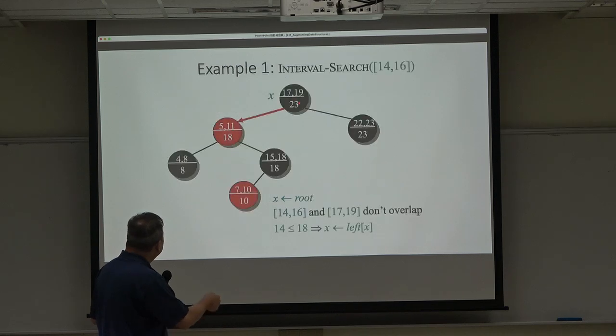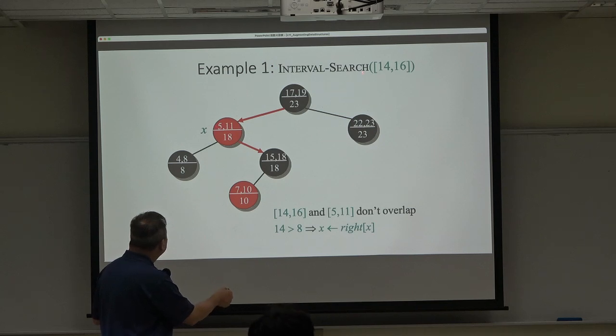What does it mean? This means that if there's an overlap, we can find it, this 17, 19, can be, because 18 appears somewhere larger than the low endpoint here, larger than this interval. So we may be able to find some interval that overlaps here. So we go here.